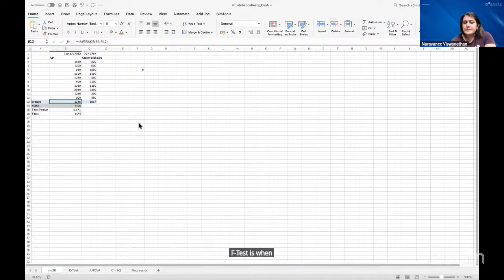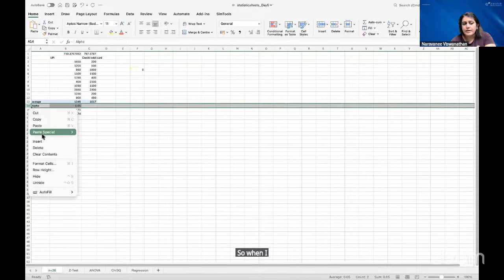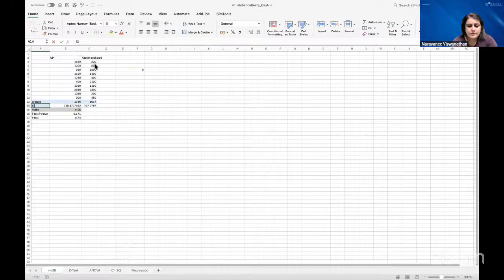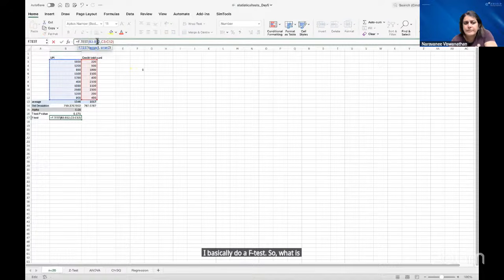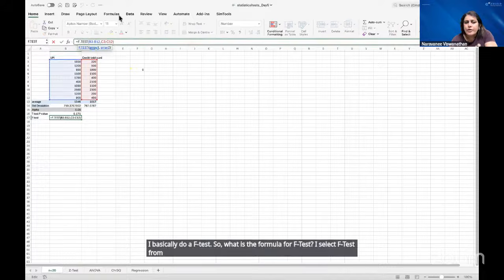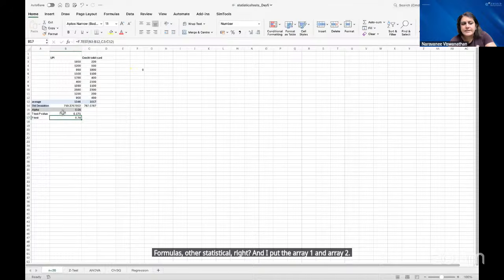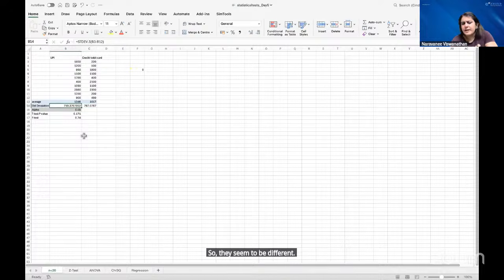The F-test is when I want to compare the standard deviation. So when I want to compare the standard deviation, I do an F-test. What is the formula for the F-test? I select F-test from formulas, other, statistical, and I put array 1 and array 2. You can see that the standard deviations are 710 and 797. So they seem to be different. There is almost an 80-point difference.